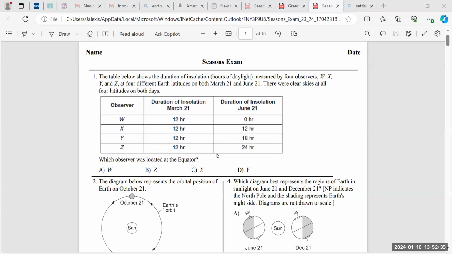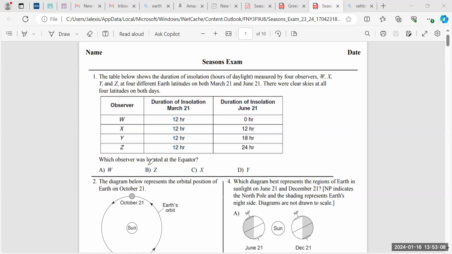All right, everybody. So we are going to be going over the seasons exam, and we're going to start with number one. Number one says the table below shows the duration of insolation, which is the hours of daylight, measured by four observers, W, X, Y, and Z, at four different Earth's latitudes on both March 21st and June 21st. There were all clear skies at four latitudes on both days.